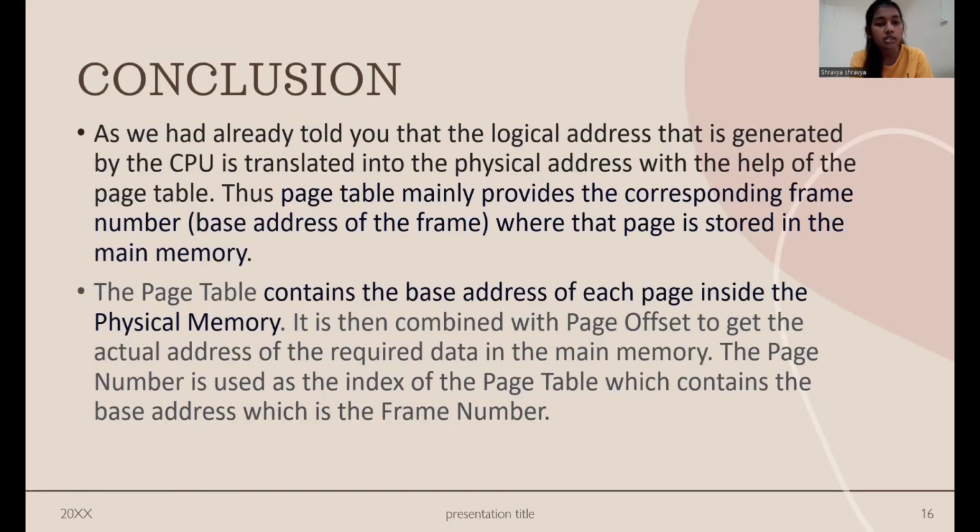I'm going to conclude this structure of paging table topic. As we had already told you, the logical address that is generated by the CPU is translated into the physical address with the help of the page table. Thus, the page table mainly provides the corresponding frame number, the base address of the frame where that page is stored in the main memory. The page table contains the base address of each page inside the physical memory. It is then combined with the page offset to get the actual address of the required data in the main memory. The page number is used as the index of the page table, which contains the base address, which is the frame number. Thank you.